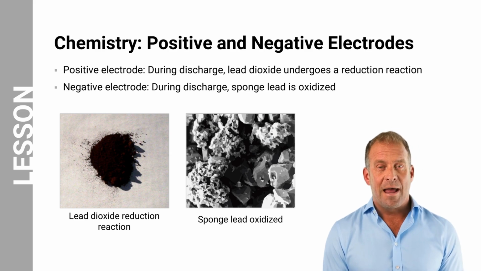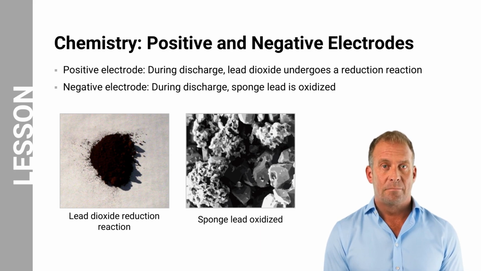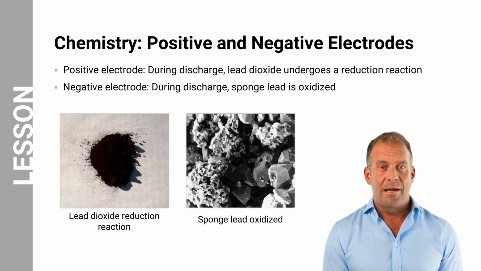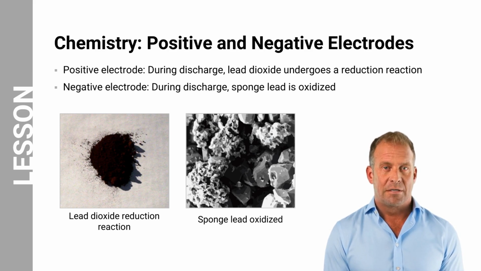In a flooded lead-acid battery, the positive electrode, anode, is made of lead dioxide, PbO2, and the negative electrode, cathode, is made of sponge lead, Pb. During discharge, lead dioxide undergoes a reduction reaction, meaning it gains electrons and releases oxygen. This contributes to the flow of electricity in the circuit.